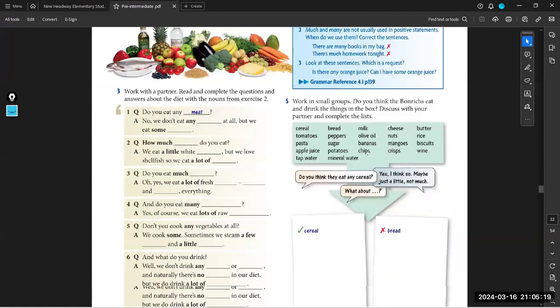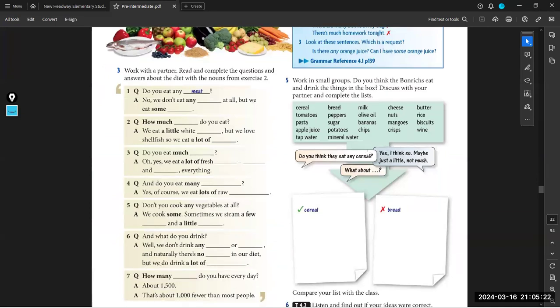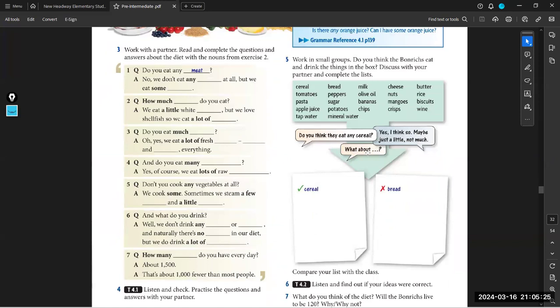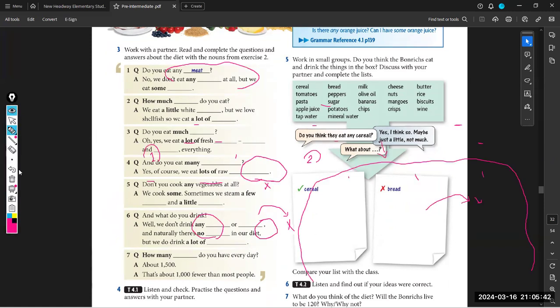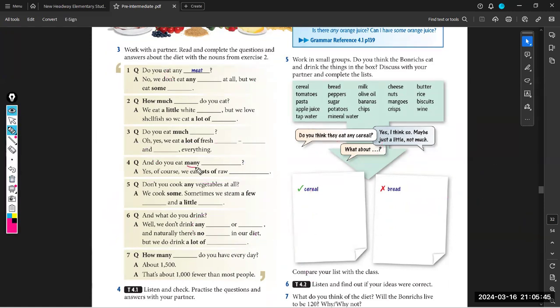Exactly. Okay. Previously, guys, we talked about countable and uncountable nouns. And I told you guys that you have to use some, any, with countable and uncountable nouns. I have to use some with positive sentences and any with negative sentences. Plus, if you are asking any question. And we have many, much. Don't forget that many for countable nouns and much for uncountable nouns. A lot of for countable and uncountable nouns, a few for countable and a little for uncountable nouns.